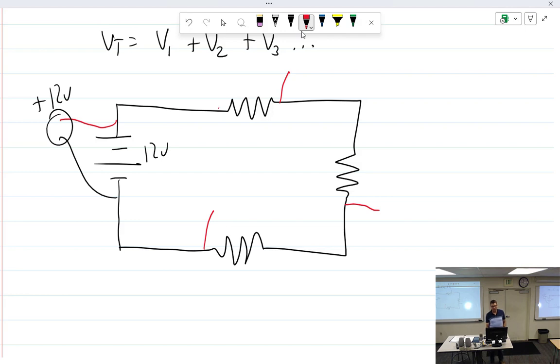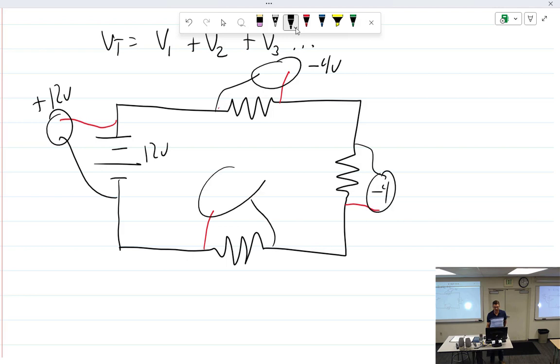Red lead is always going to be on the right-hand side, except down here because it's upside down. So let's say these are all the same value. If all the resistors are the same value, then this would be -4 volts, this would be -4, -4, and this one would be -4. So positive 12 minus 4 minus 4 minus 4 equals 0. So the sum of all voltages equals 0.